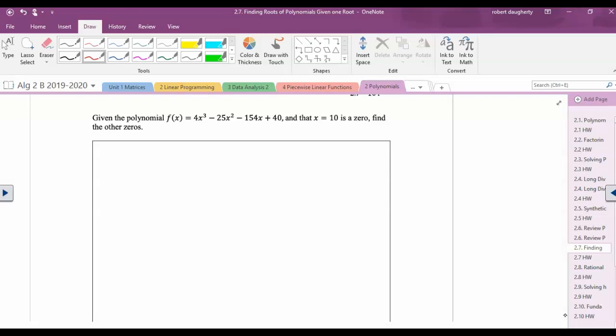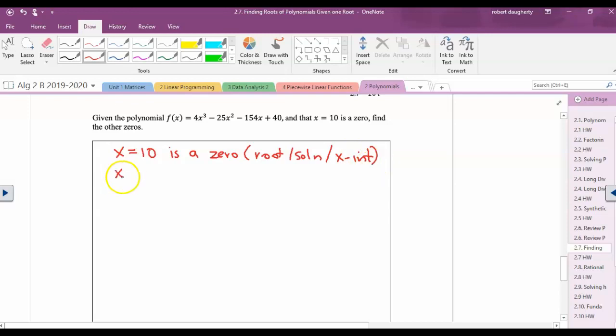I'm given a third degree polynomial and I know that x equal 10 is a 0. So if x equal 10 is a 0, another word for that is a root, a solution, an x-intercept. Those all mean the same thing. What is the factor? X minus 10. So x minus 10 is a factor. So which of these will I use to set up the synthetic division? The 10 or the -10? The 10. So I'm going to set this up with 10, and then I just need to copy down these numbers.